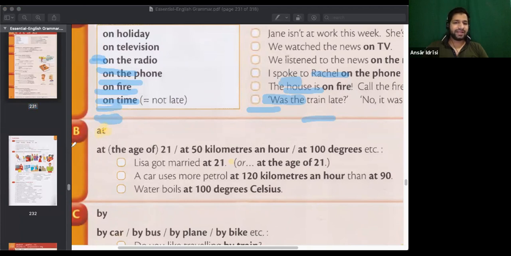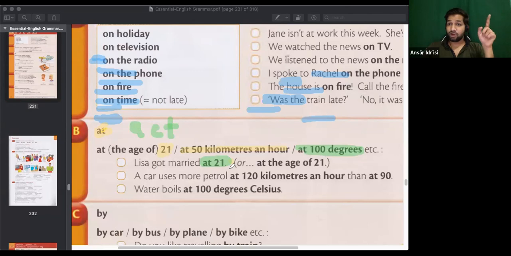For example, at the age of 21. Age is not a place, but still we are going to use at for it. At 50 kilometers per hour, it's not a place, but still we use at. At 100 degrees Celsius, still we are going to use at. For example, Lisa got married at the age of 21. So 21 is an exact number. For that, we are going to use at. And we are now using at for activities, ideas, emotions. For activities, we are going to use at.